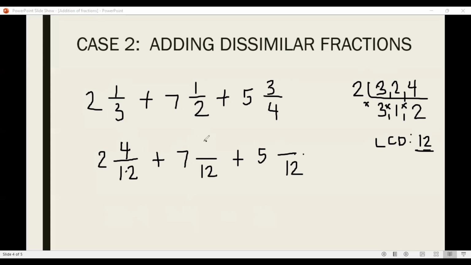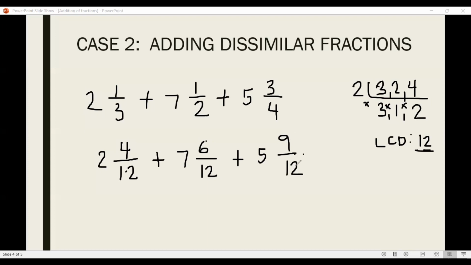Now, when you have 12 divided by the 2, that is giving us 6 times 1, it's equivalent to 6. So 6 over 12. When reduced to lowest term, 6 over 12 gives us 1/2. And then finally, you have 5 and 3/4, which will be renamed as 12 divided by 4. That is equivalent to 3 times 3 is 9. So that means that 5 and 3/4 is equal to 5 and 9 over 12.